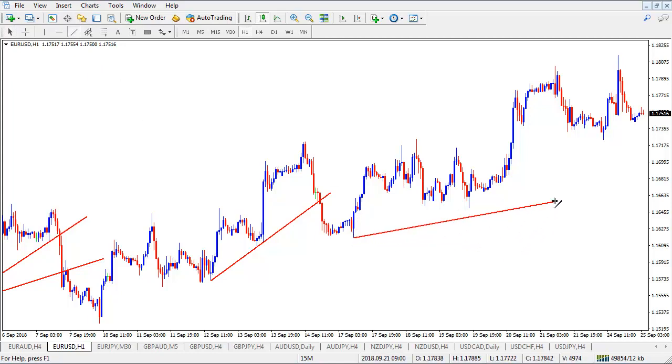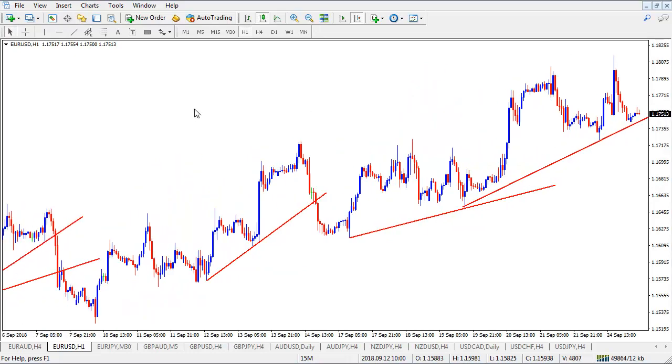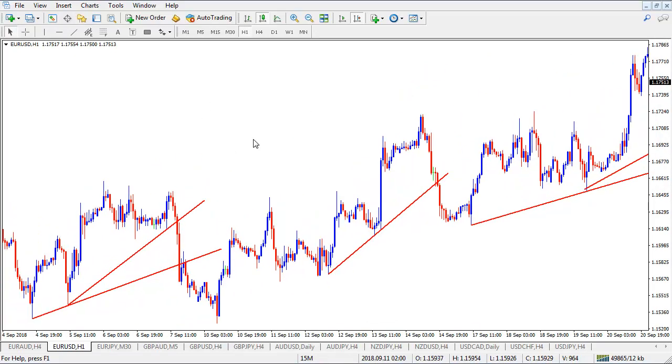From underneath, I can draw a trend line. From underneath, I can draw a trend line this way. So these are bearish trend lines. They're drawn underneath the price and they are sloping upwards.